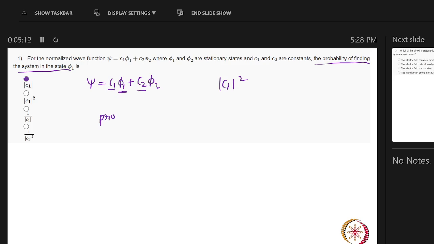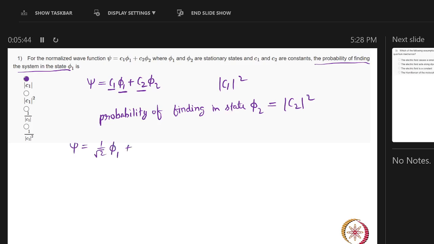One can also ask the probability of finding the system in state phi 2. In that case you have to take the coefficient c2 squared, the coefficient of that wave function, correct? So if I give you some wave function, let's say 1 by root 2 phi 1 plus 1 by root 2 phi 2, this is the normalized wave function.